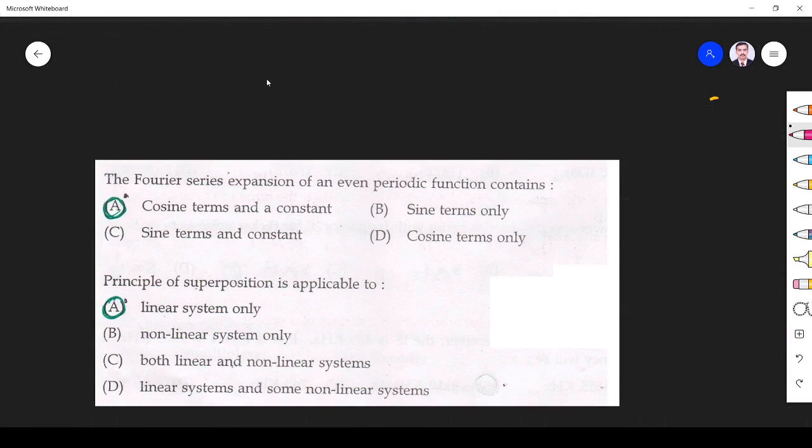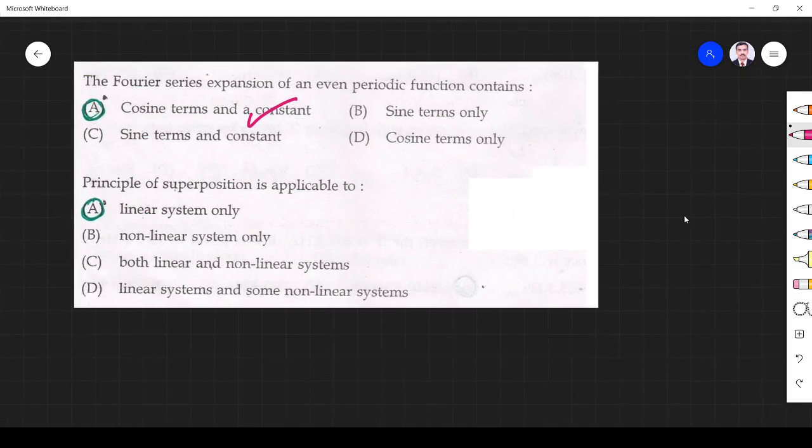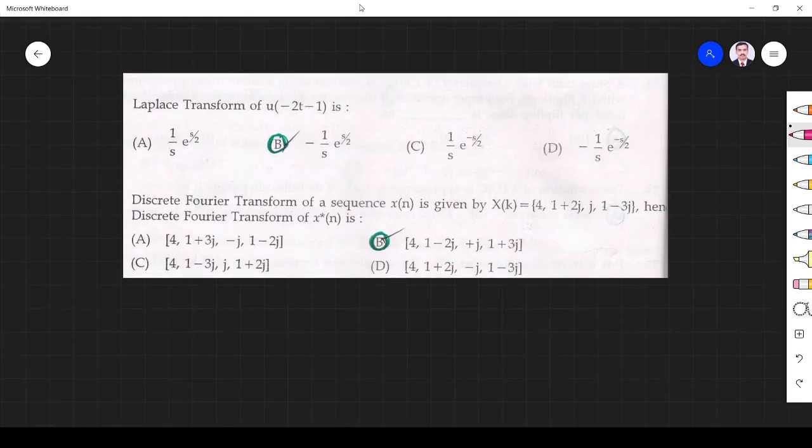The Fourier series expansion of an even function contains, direct question. Even means cos, odd means sine only, but cos and constant, that is very important. Odd function means only sine. Okay. Principle of superposition is applicable only for linear systems, direct question. Next.